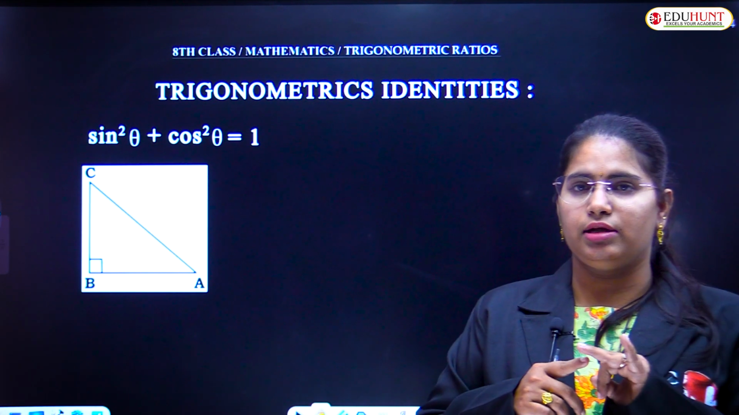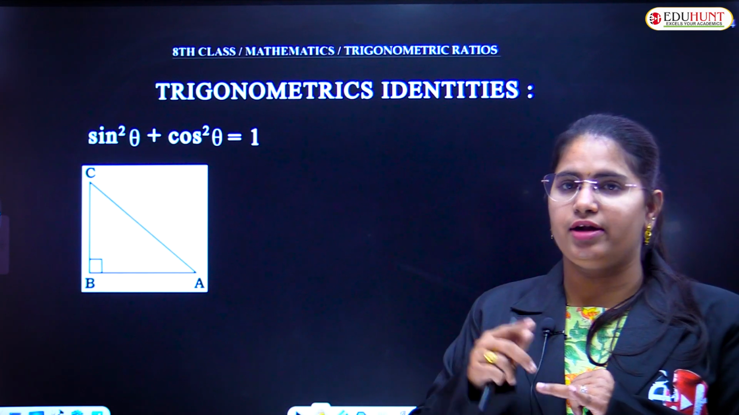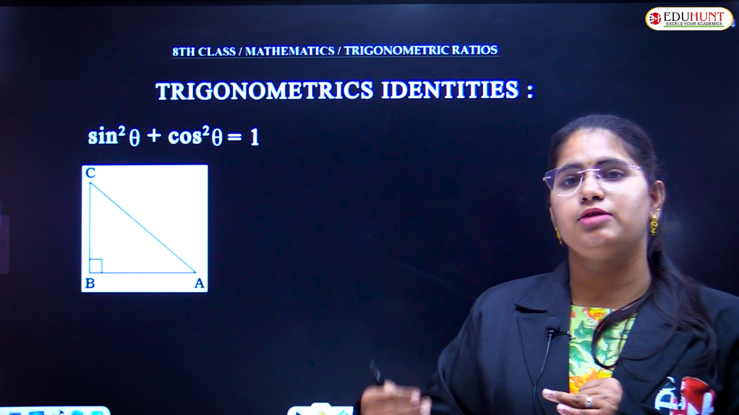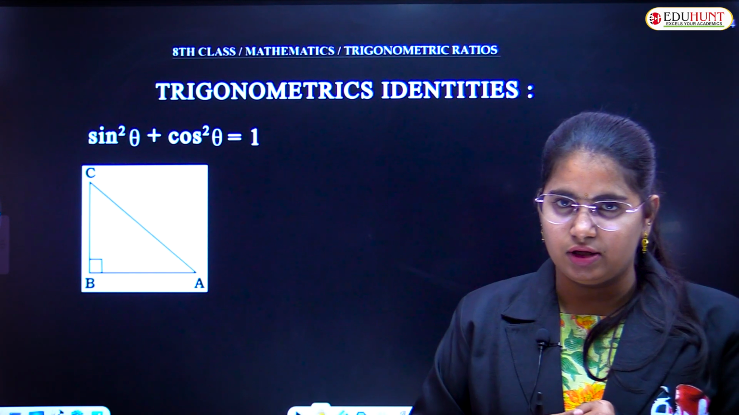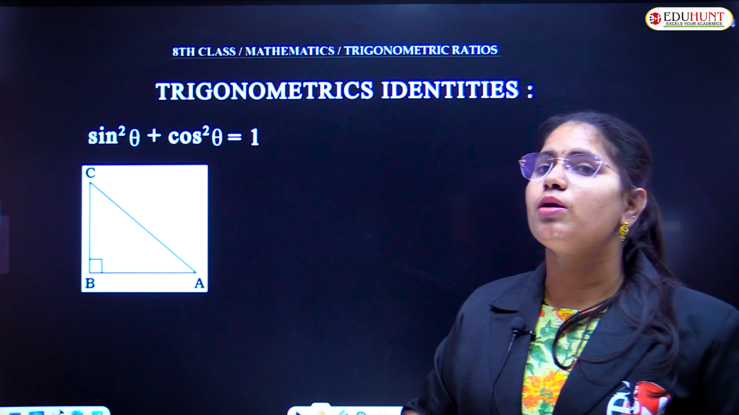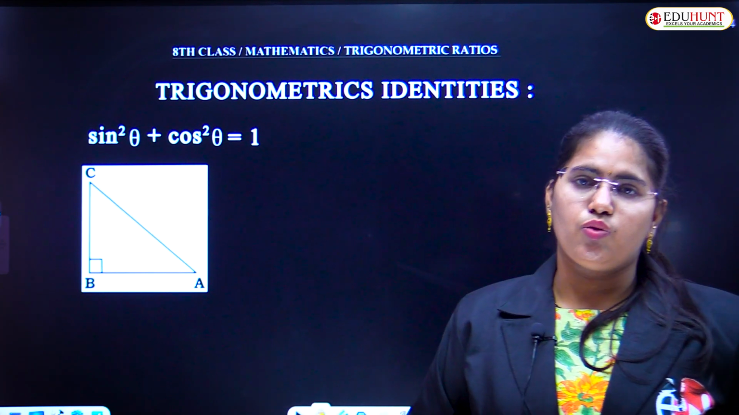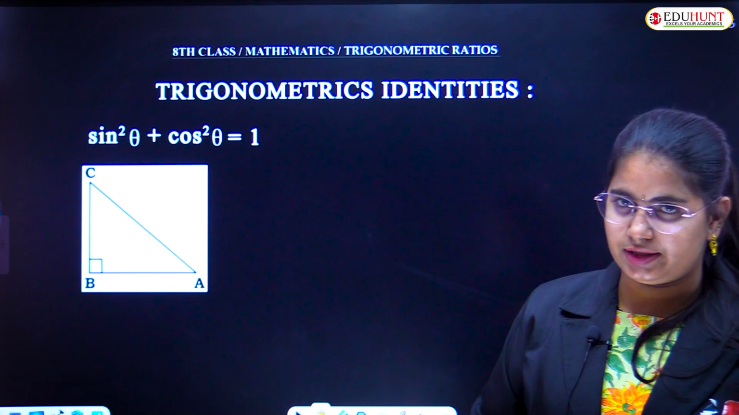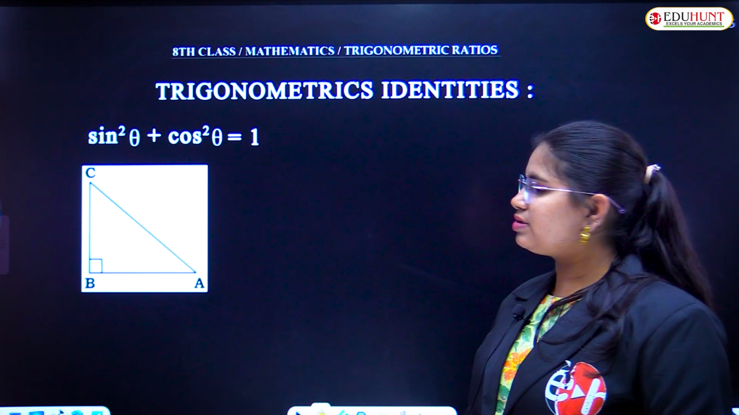Right, what is an angle, what is an initial ray, what is a final ray, what are the different types of measurements of angles. Today especially we are learning about trigonometric identities. What are trigonometric identities? So let's check.